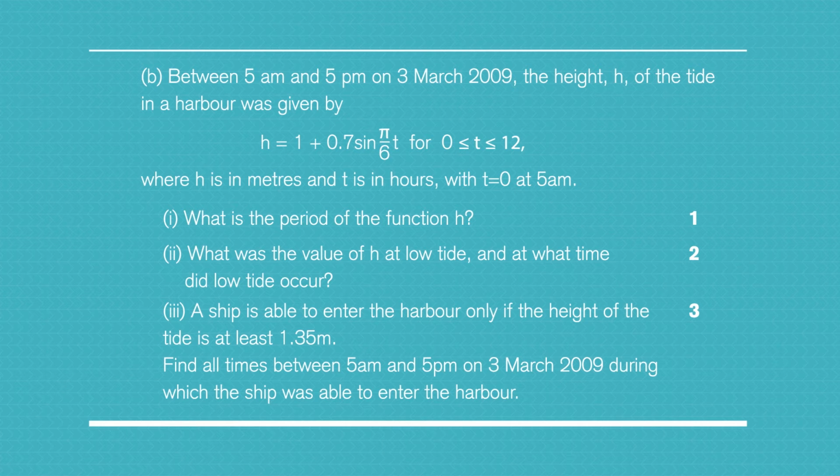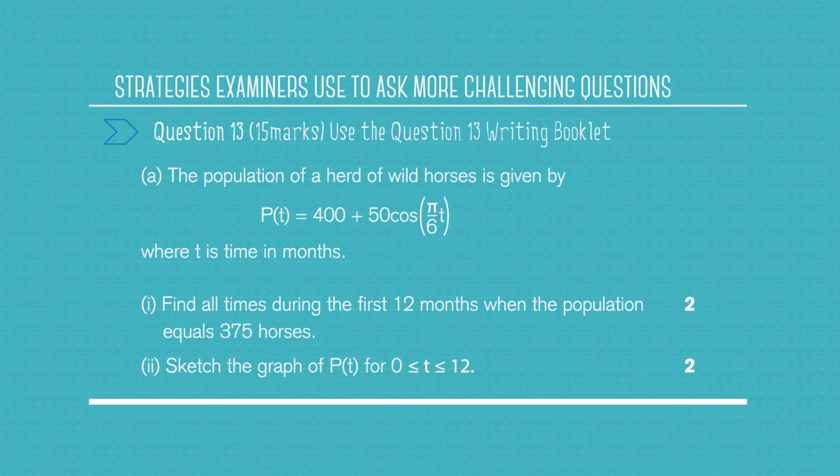In 2013, we had another one where it was a population of a herd of wild horses. Basically, this is just a cos curve question. You're asked to sketch it, but it's just a cos question. But it was asked in a different context. So, what's going to be in your HSC exam?